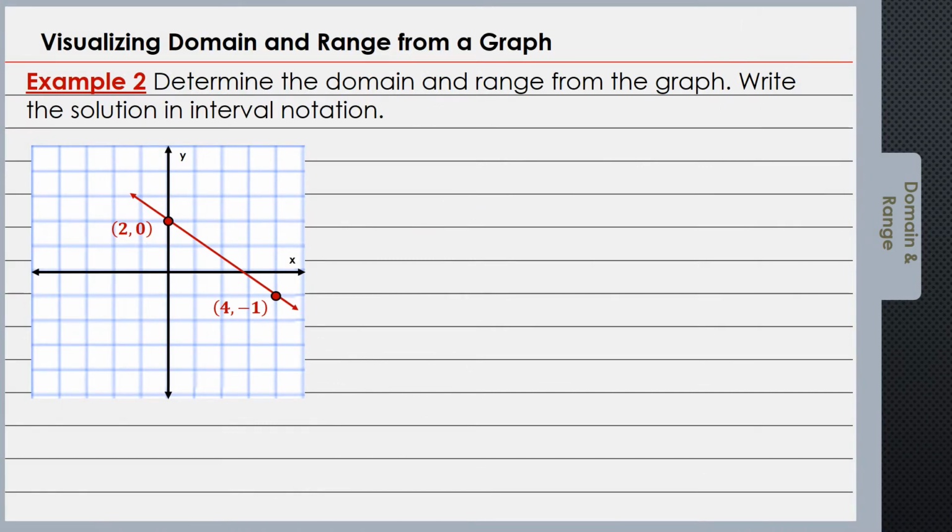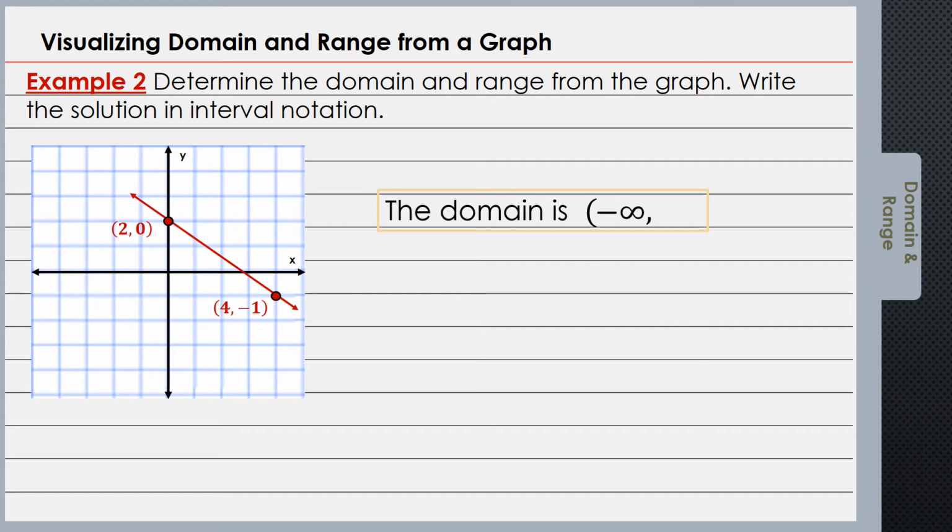Example 2. Determine the domain and range from the graph. Write the solution in interval notation. Well, first we're looking for the domain. Domain means x values, which means we're going to look at the x-axis, which goes from left to right. So look at the graph and see what's the furthest left our graph goes. Notice you see an arrow, which means it continues to the left forever, which would tell us negative infinity. And we must use a parenthesis anytime we use infinity.